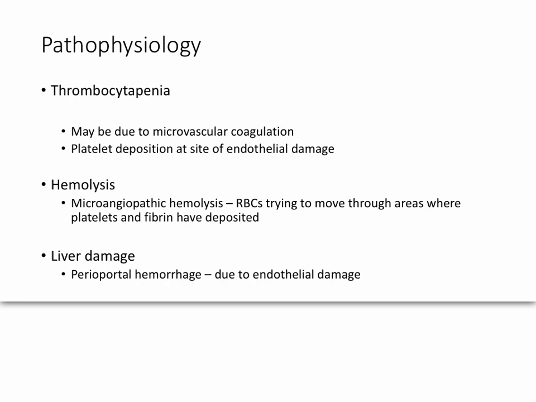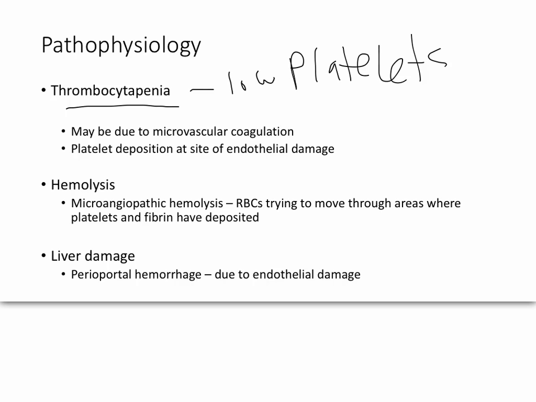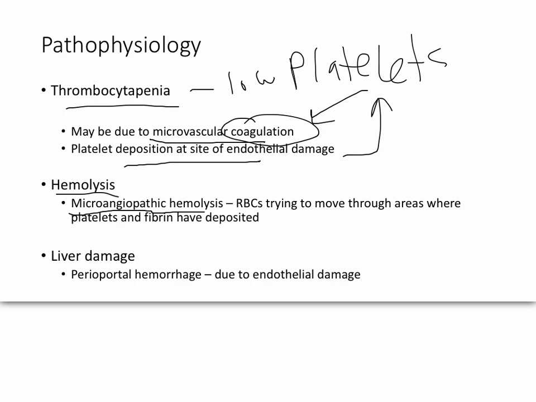So the next thing is thrombocytopenia, which is low platelet count. What happens is the endothelial damage in the small vessels, the microvasculature, causes coagulation. So those platelets are just coagulating there, and that platelet deposition at the site of endothelial damage may be the cause of low platelet count elsewhere in the blood. You get hemolysis. Hemolysis is where the red blood cells break apart, and that's microangiopathic hemolysis. The red blood cells are trying to move through this mesh of platelets and fibrin, and when they move through there, they get cut open.